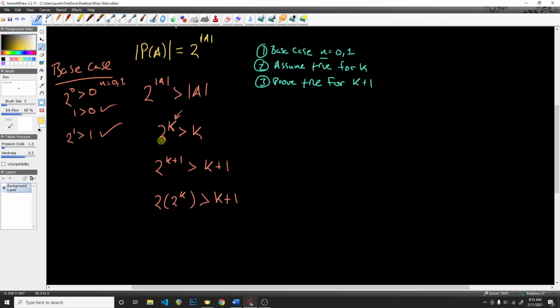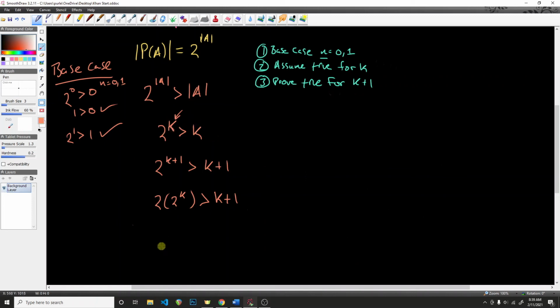Now let's go back to this line right here, and we're saying that 2 to the k is greater than k. Which means if we multiply both sides by 2, we still have the exact same inequality, right? We're doing the same thing on the left side that we're doing on the right side, so that's not going to change anything about the relation. So we can say that we know 2 times 2 to the k, which is what we have here, is greater than 2 times k.